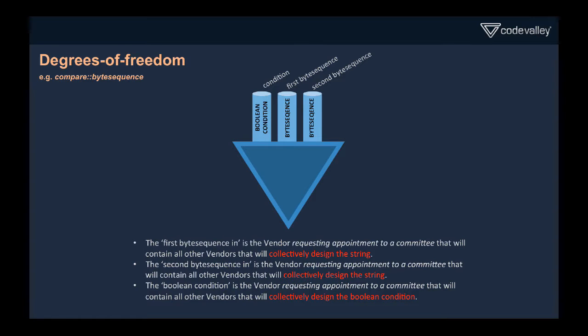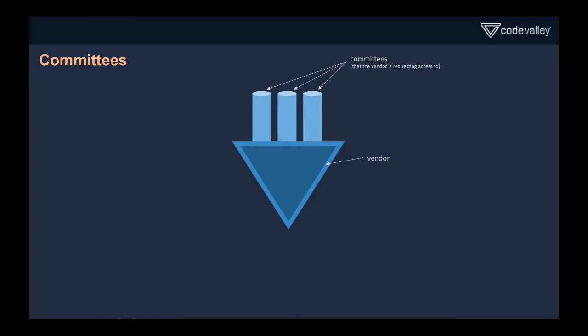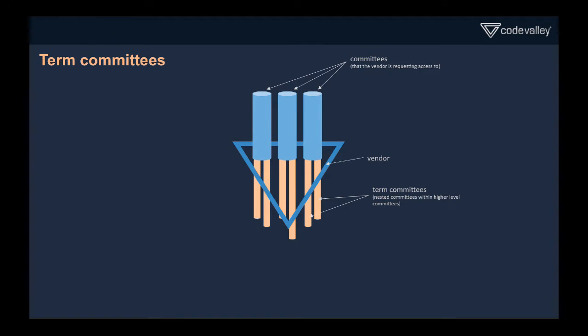Committees are like the secret weapon of emergent coding. And the cool thing about committees, and the thing that makes them so useful, is recursion. Committees contain nested committees, which contain nested committees. Our vendor can actually join a committee and gain access to the nested committees like so, what we call term committees.